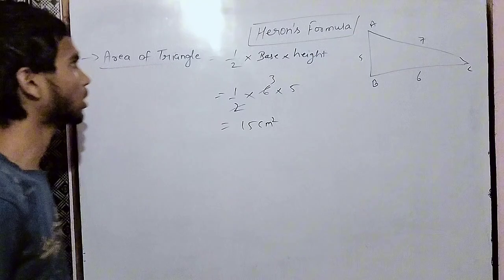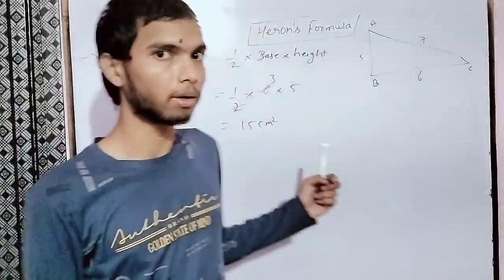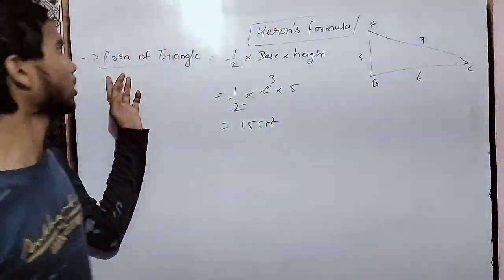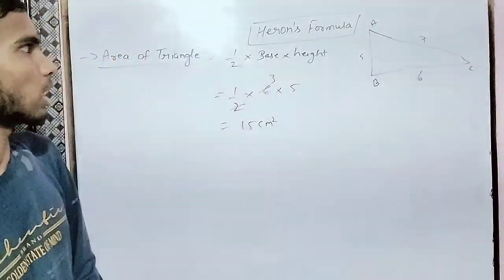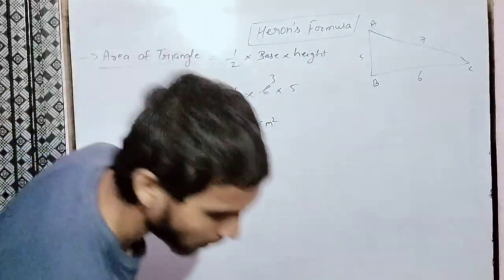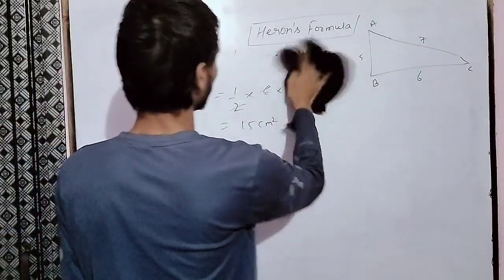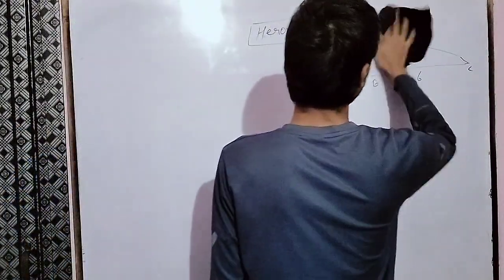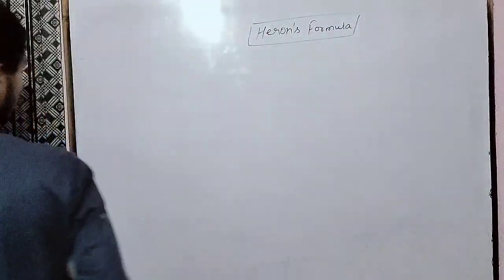I have explained this because, before using Heron's formula, we used this formula to find the area of any triangle. But our context is something else.